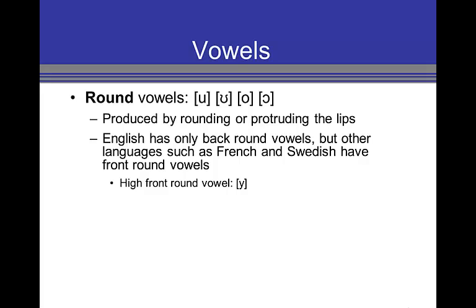English only has back round vowels, but some other languages like French also have front round vowels. To make a front round vowel, start out by making a regular front vowel like E. Then, maintaining the same tongue shape in the mouth, move your lips to be round like when you pronounce an U. So you start out with E, U, U. This high front round vowel is transcribed with the Y symbol in IPA, and that is the U vowel in French.